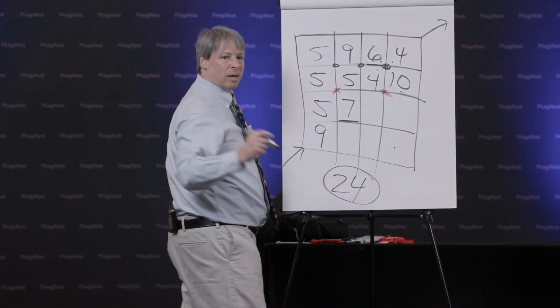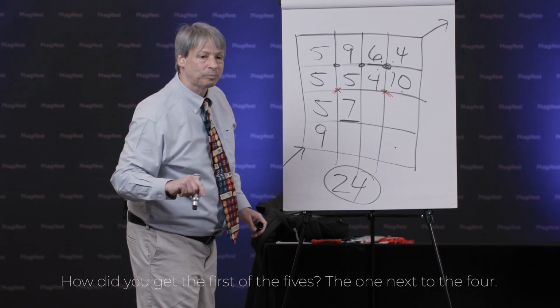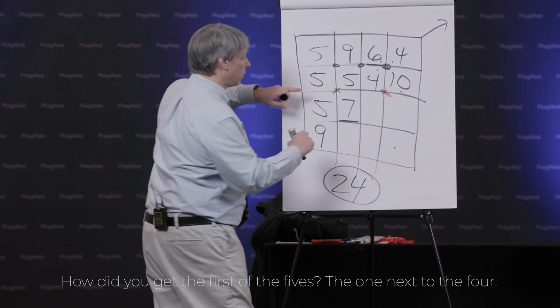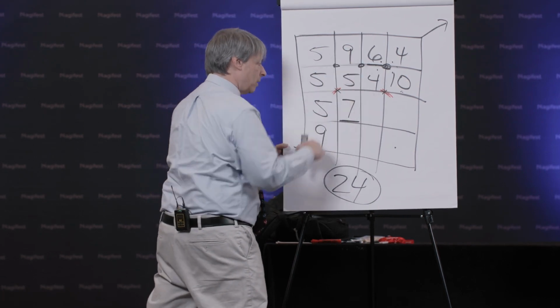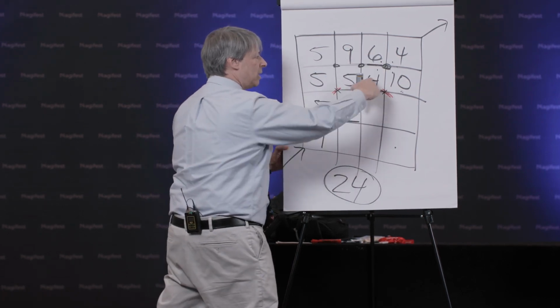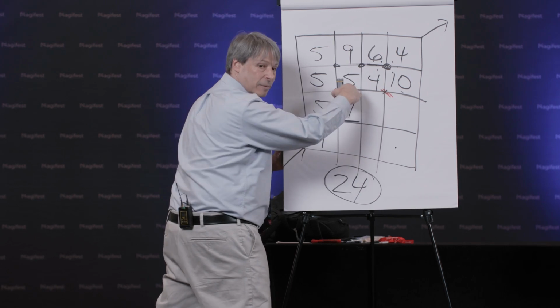Okay, now, what's your question? How did you get the 5 next to the 4? In order, I do 9. 6 plus 1 is 7. Here's your 4. Now you're asking about this 5.